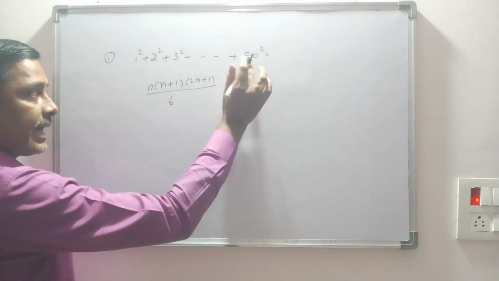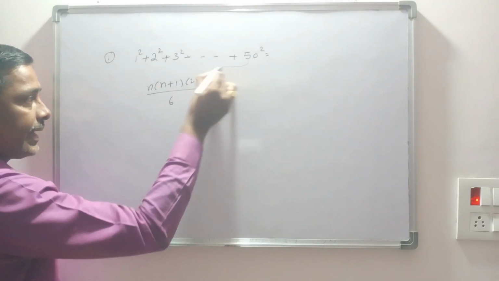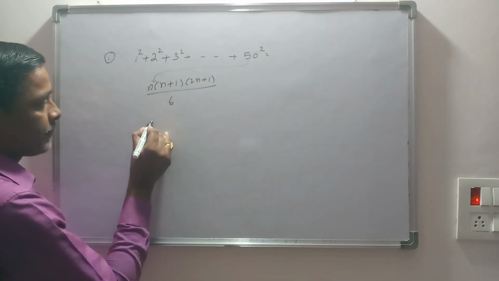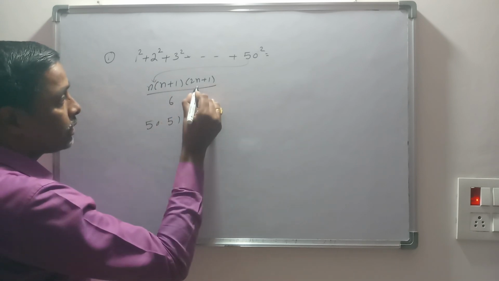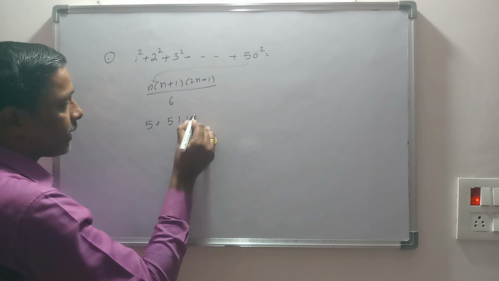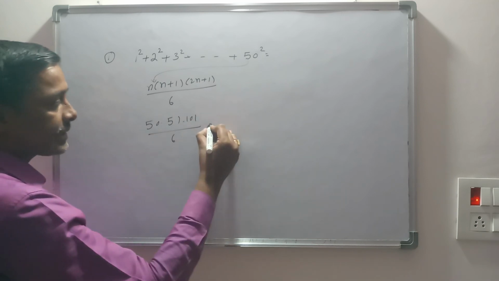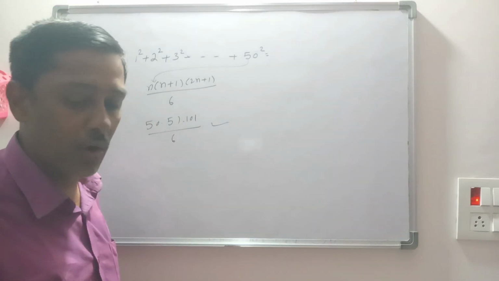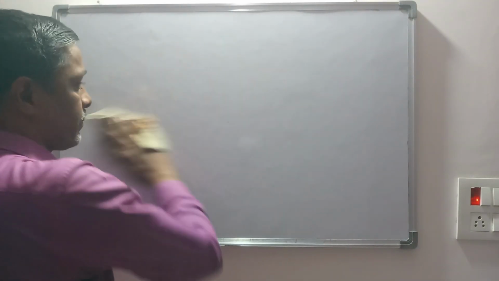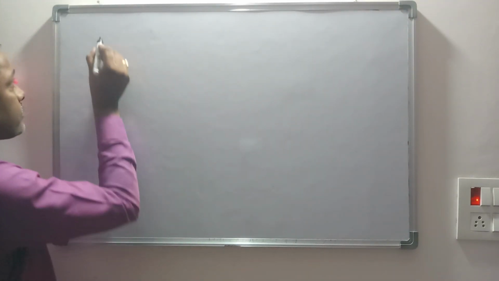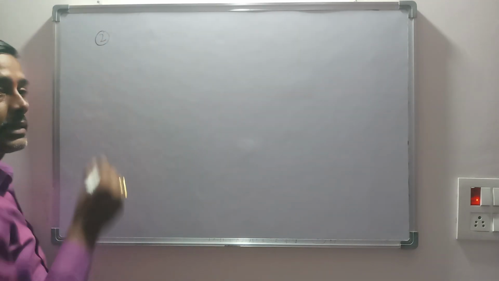How many terms are there? 50 terms. We can write 50 directly in the n place. 50, 50 plus 1 is 51. 2 into 50 is 100, plus 1 is 101, by 6. After cancellation, we get the direct answer. Second one.